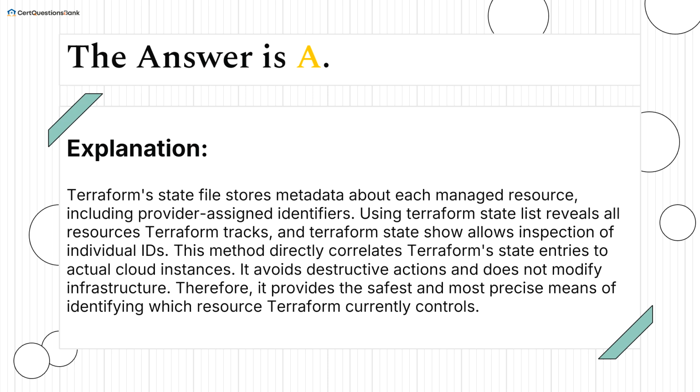The answer is A. Terraform's state file stores metadata about each managed resource, including provider-assigned identifiers. Using Terraform state list reveals all resources Terraform tracks, and Terraform state show allows inspection of individual IDs. This method directly correlates Terraform's state entries to actual cloud instances.